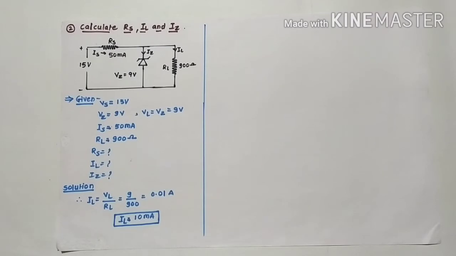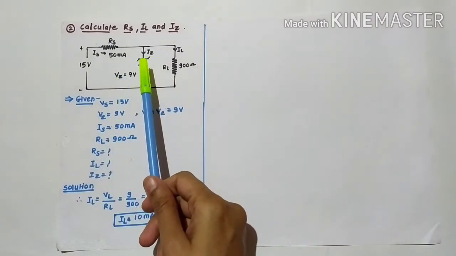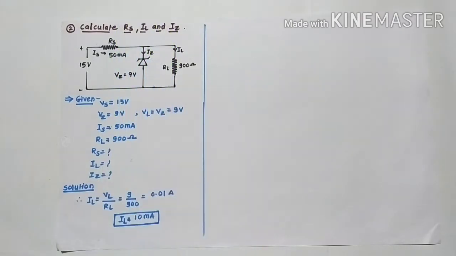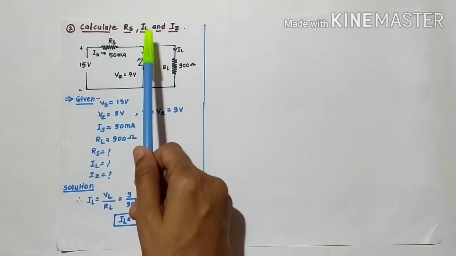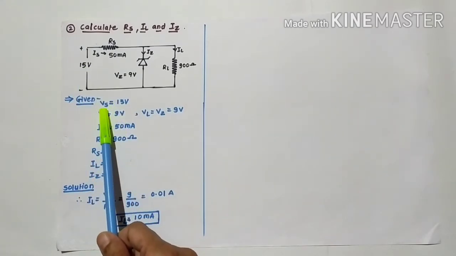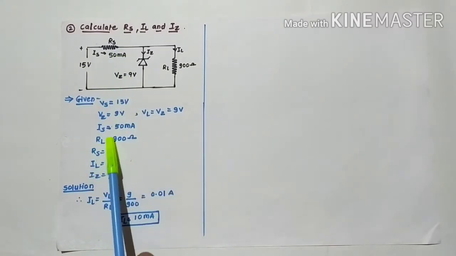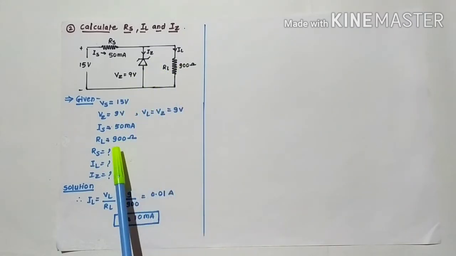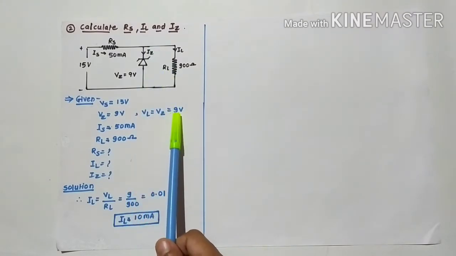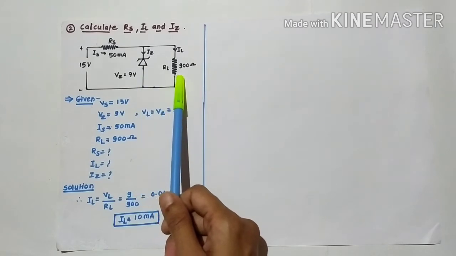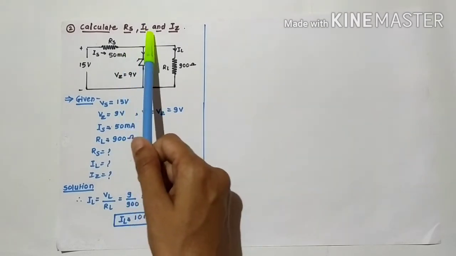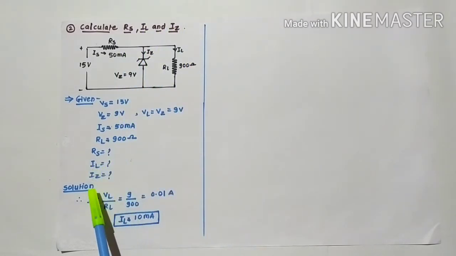Now students, this is the second problem. This is quite a different problem from the previous one. We have to find RS, IL and IZ. Calculate RS, IL and IZ from this diagram. In this diagram you can see 15 volt, this is VS, 50 milliampere, IS, then RL 900 ohm, and the voltage across the Zener is 9 volt. We know that the voltage across the Zener is equal to the voltage across the load resistance VL, and that is 9 volt. We have to find these 3 terms: RS, IL, IZ.